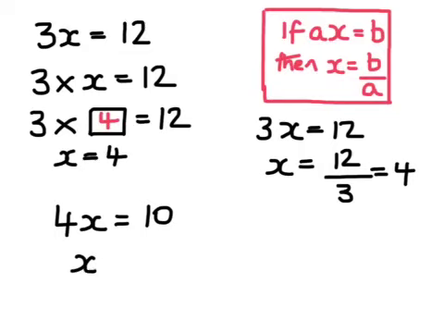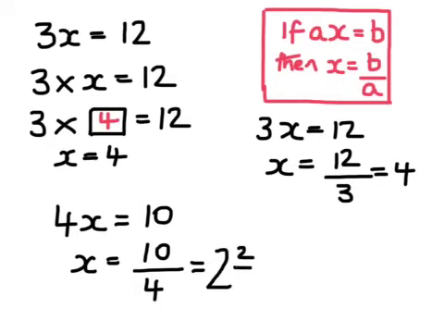So x is going to be the number opposite the x term, which is 10 here, divided by the number in front of the x, which here is 4. And again, 10 divided by 4, how many times does 4 go into 10? It goes in twice, and I've got a remainder of 2 over 4, and that gives me 2.5, or 2.5 if you prefer.